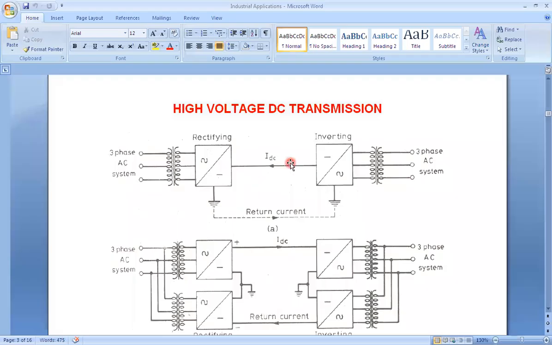So hello friends, now we will discuss the industrial application of power electronics devices in high voltage DC transmission system. So first of all, why do we use high voltage DC transmission system? What is the purpose behind it?